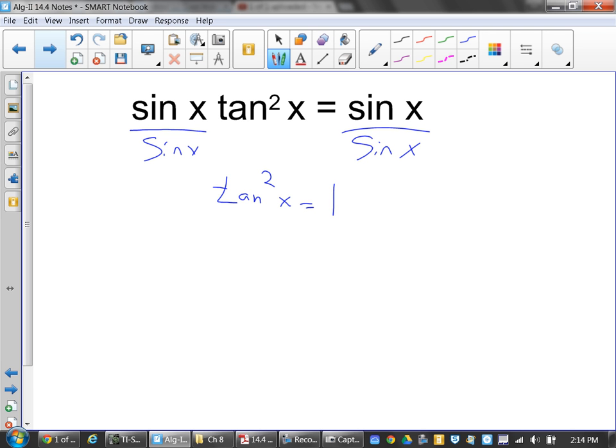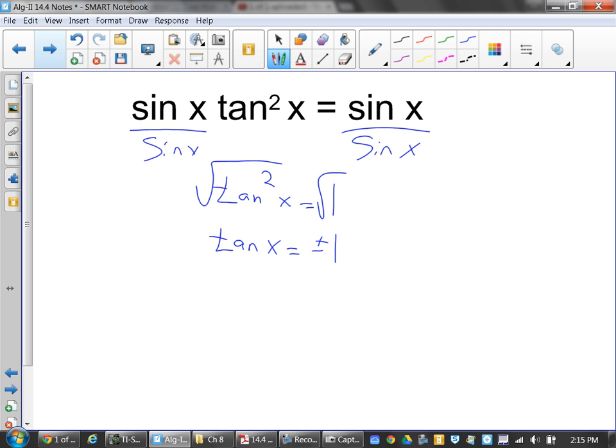Square root it. Tangent of x is one whole thing. Now, the square root of tangent squared of x is going to be tangent. What's the square root of 1? Plus or minus. The reason you have to go plus or minus in this case is because you took the square root of both sides.